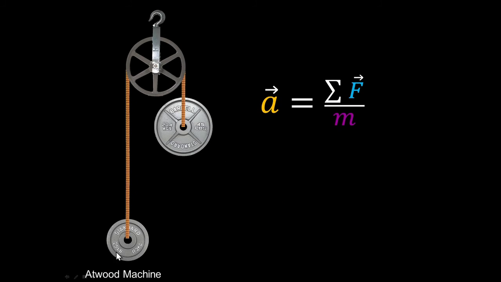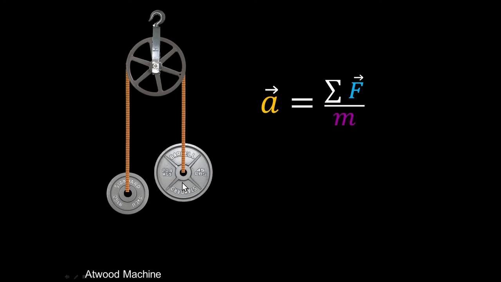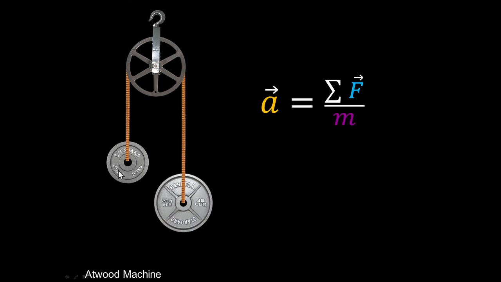This little device here of a mass hanging on a string over a pulley and another mass is called an Atwood machine. This is more mass than this is, so it's not surprising that this mass is going to go down and this mass is going to go up. But let's calculate how fast they will accelerate. This is going to go down faster and faster, and this is going to go up faster and faster.